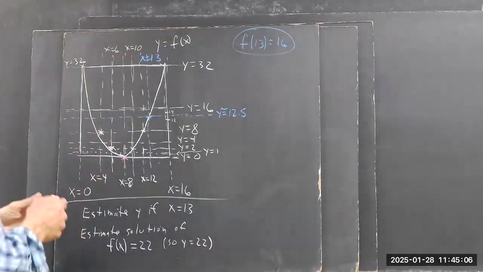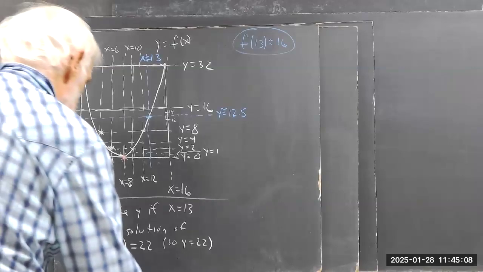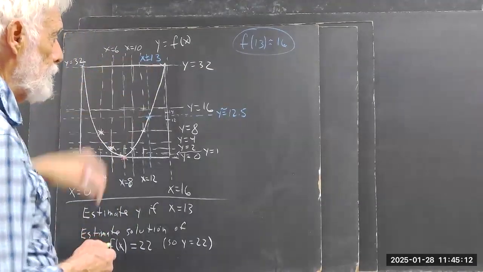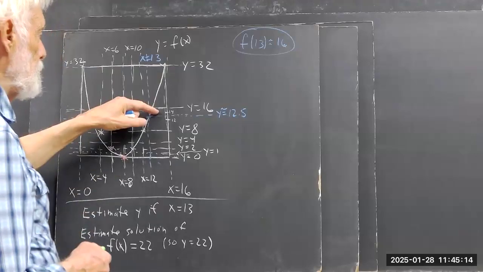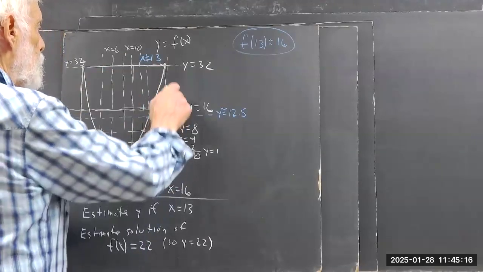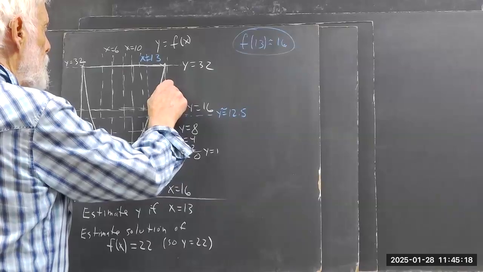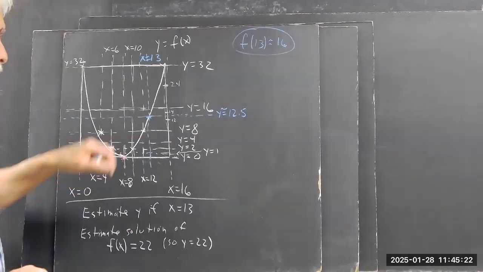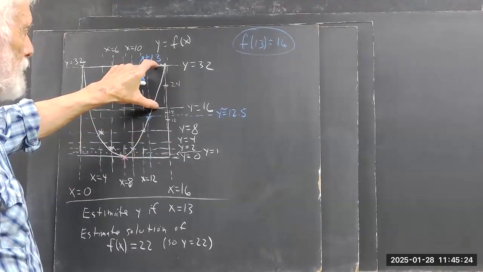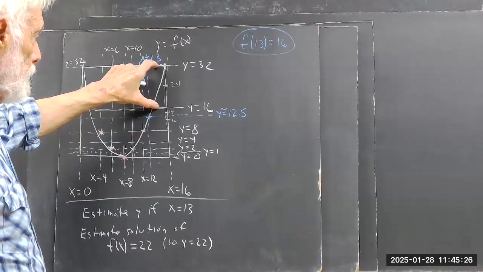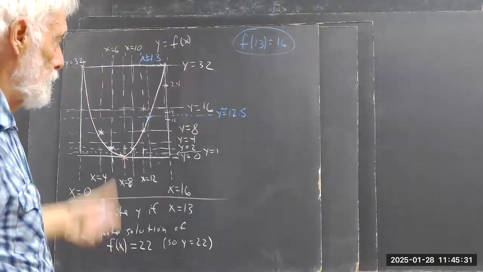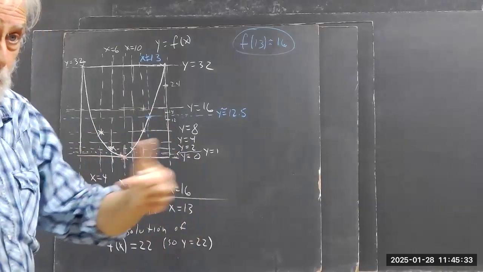Because y equals f of x. So we go up here and we find 22. Here's 16 and here's 32. Halfway between 16 and 32 is 24. So maybe we draw a little line there for halfway, 24. We know that because it's 16 units between here and here, and half that would be 8 units. Or we could add 16 and 32 to get 48, divided by 2 is 24.